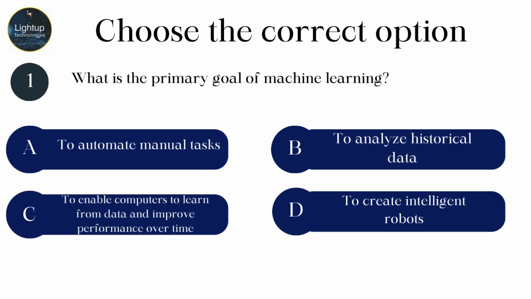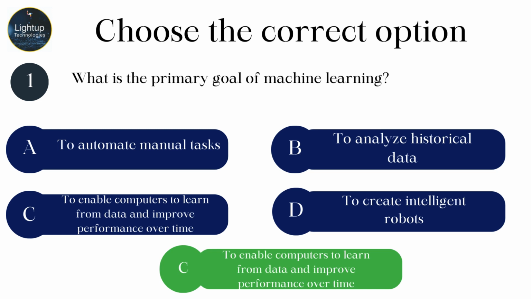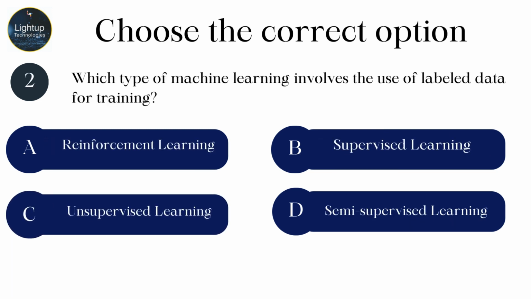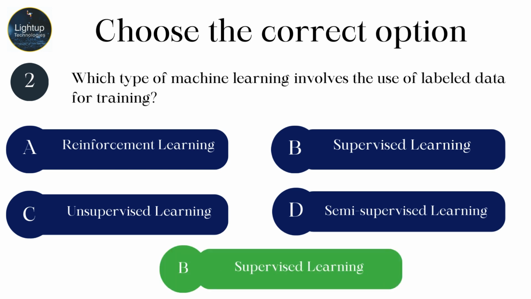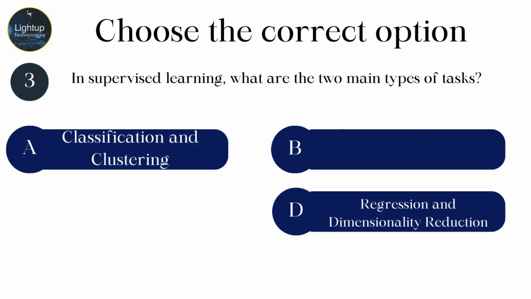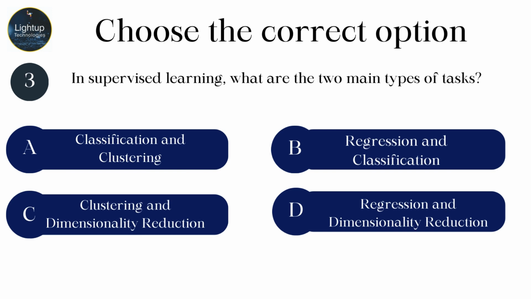What is the primary goal of machine learning? Which type of machine learning involves the use of labeled data for training? In supervised learning, what are the two main types of tasks?